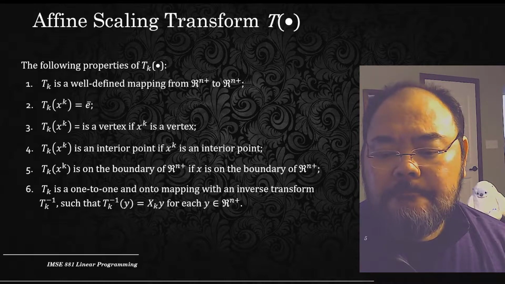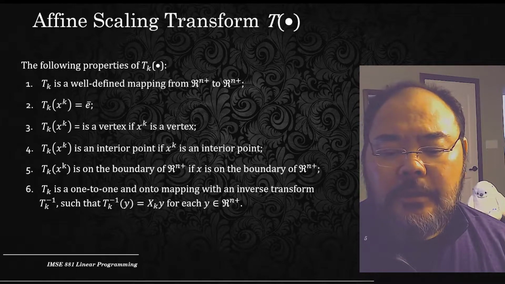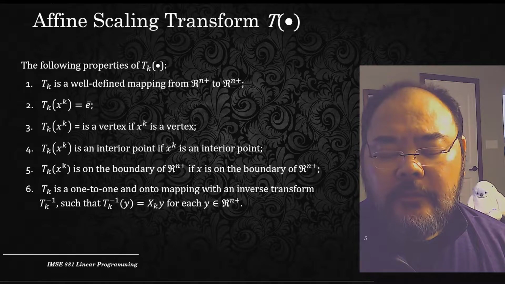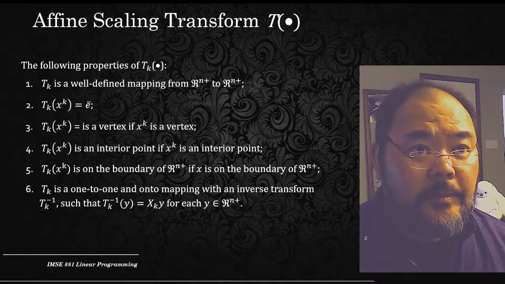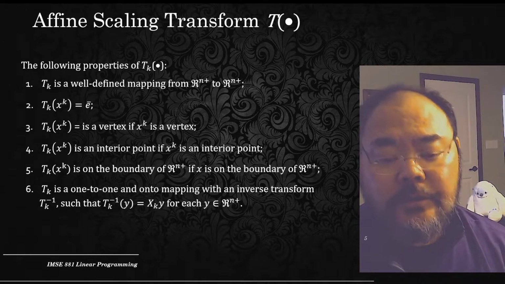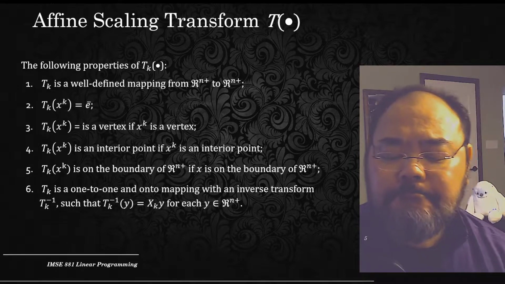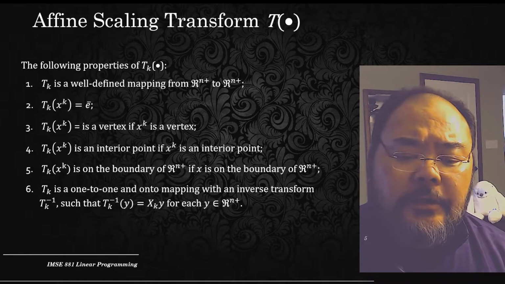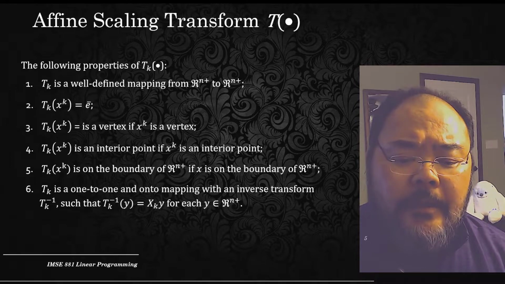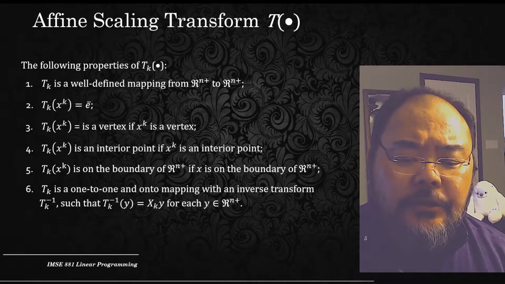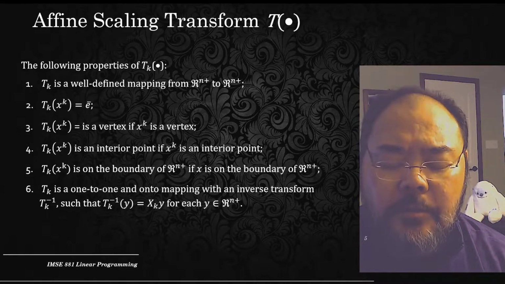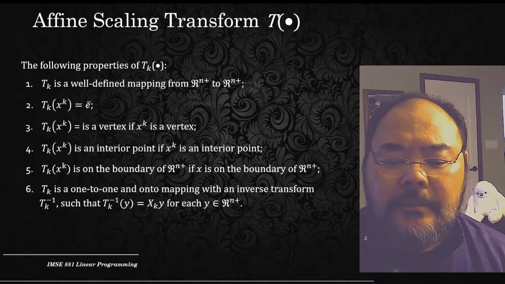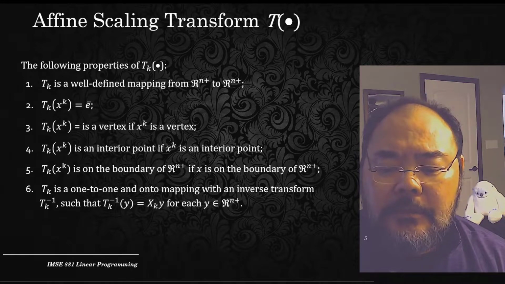Number 3, this transformation preserves vertices: if the current xk is a vertex, then after transformation that particular point is also a vertex, which is an extreme point. Number 4, if the current xk is an interior point, then after transformation the yk is also an interior point. So this is a well-defined transformation.